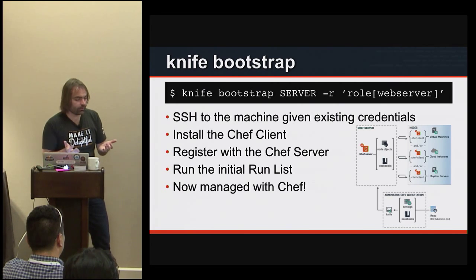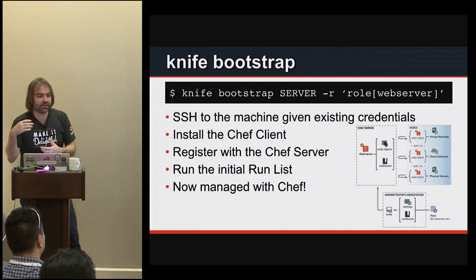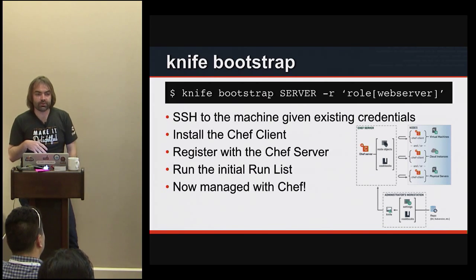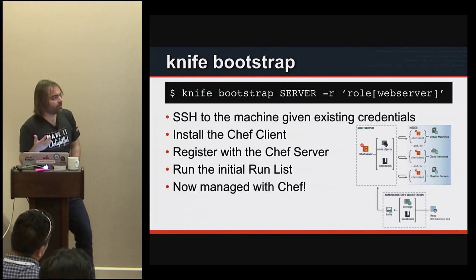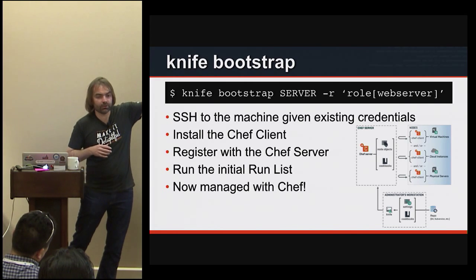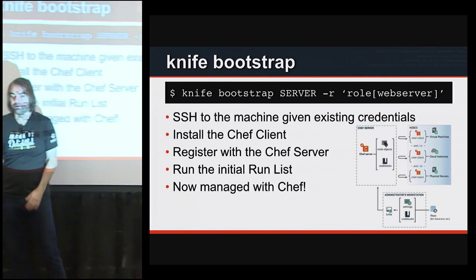Some common commands that we'll be using today. So knife bootstrap essentially SSHs or does a WinRM to a node and installs the Chef client, and then it can also register with the Chef server and initially bootstrap the node with a particular role. So in this case, we're going to make this a web server, right?